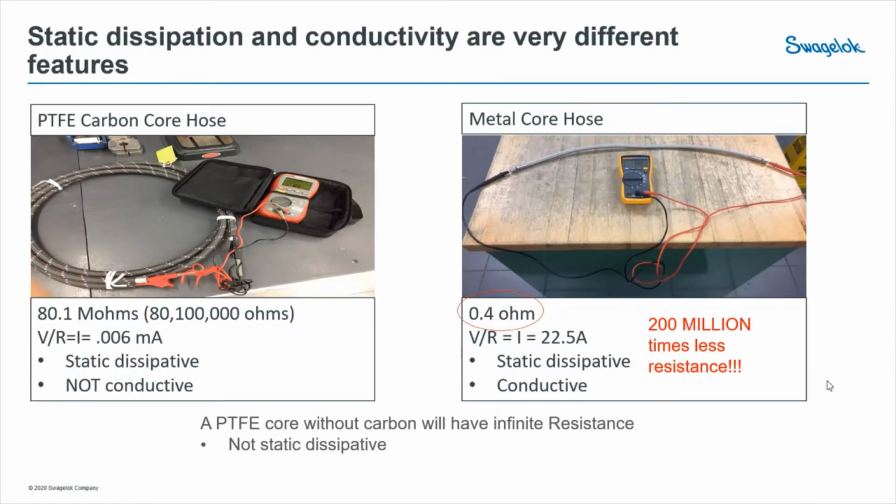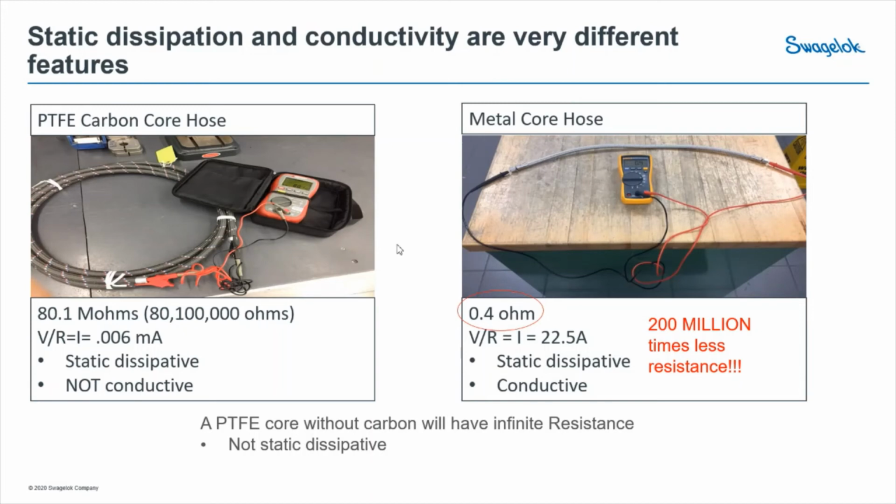So this slide just illustrates the difference between static dissipation and conductivity. As you see on the right here, this metal core hose is very conductive. It's at 0.4 ohms of resistance, so that is a conductive hose. Where you look on the left, even though this is a static dissipative hose with a carbon infused core, it still has 80 million ohms of resistance, which is a ton.